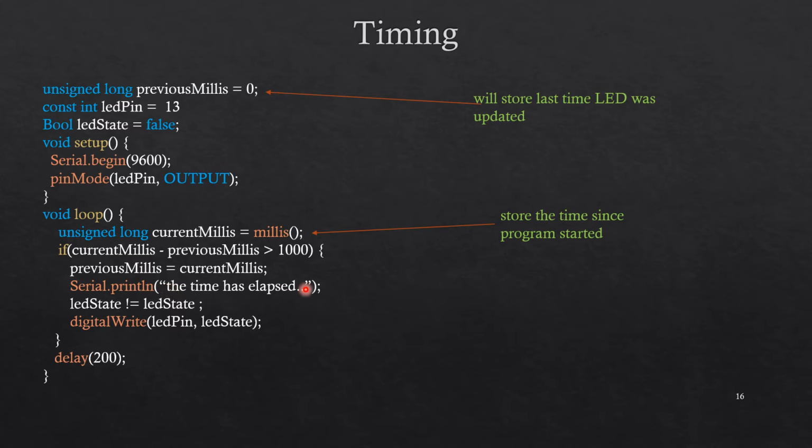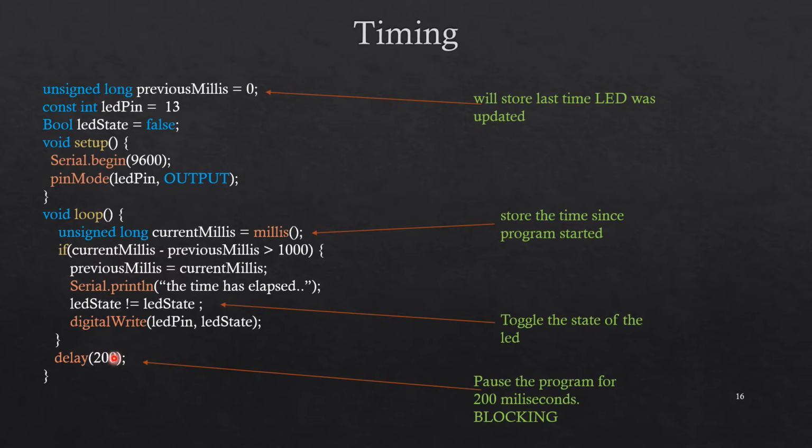Then we are printing to the serial monitor, and here in this line we are toggling the state of the variable of the LED. We are saying led state equals not led state, which means if led state was true, it would be false. If it was false, it would be true. And then we are writing that value to the LED. You can write to the LED either true or false, or high or low, or 0 or 1. All of those are exactly the same.